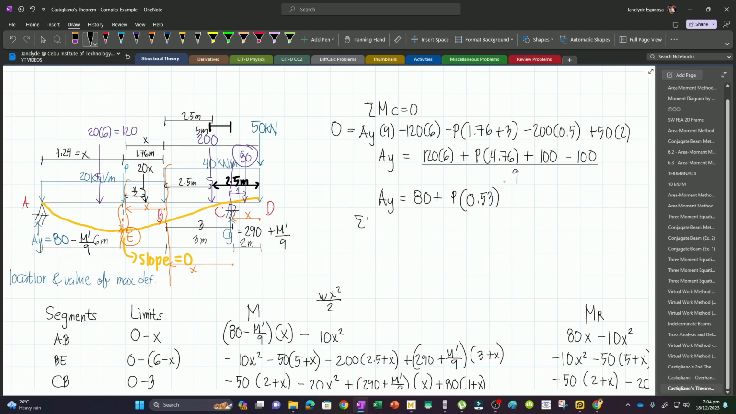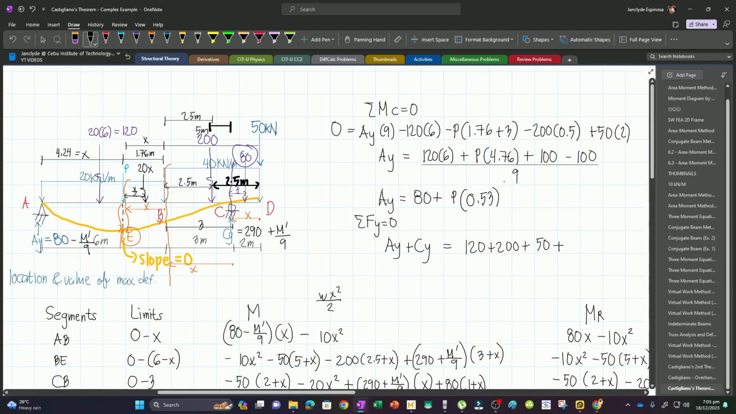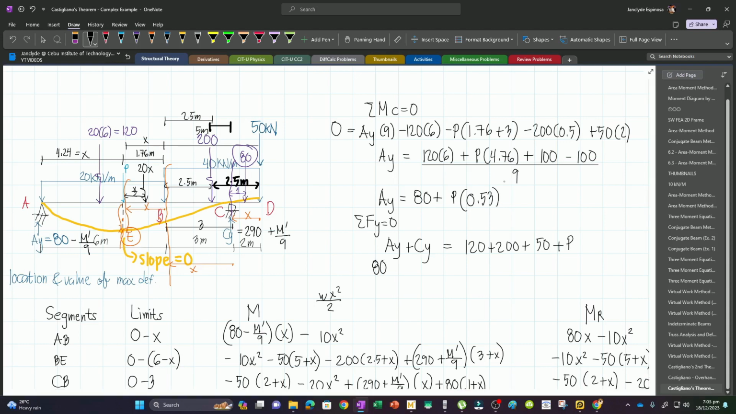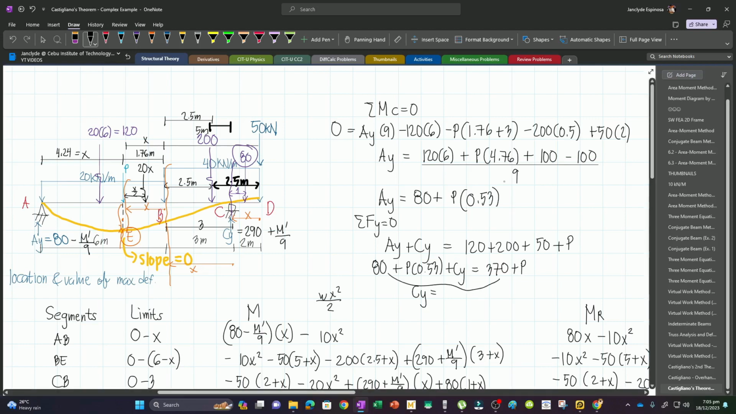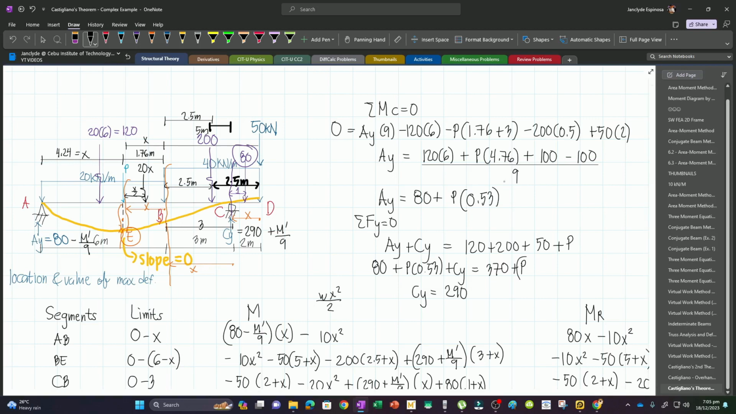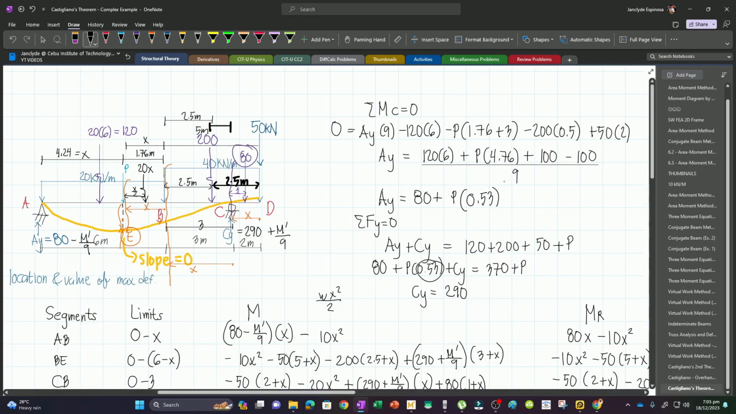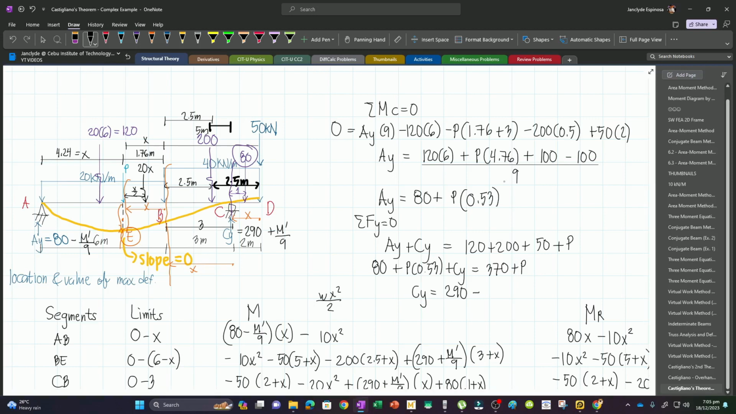And then summing up vertical forces, we have AY plus CY is equal to 120 plus 200 plus 50. And let's not forget this P, so plus P. And so this will be 80 plus P times 0.53, plus CY is equal to 370 plus P. And then isolating CY, we have CY is equal to 370 minus 80, which is 290, and then P minus 0.53P, which is 1 minus 0.53, which is plus 0.47P. This is our CY.